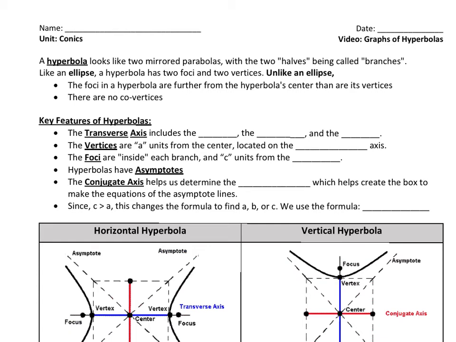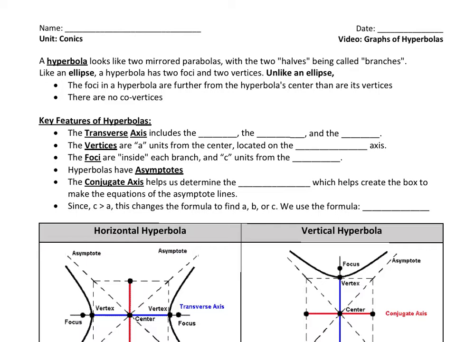Everyone, in today's lesson, we're going to talk about a new figure called a hyperbola. What is it? Well, a hyperbola looks like two mirrored parabolas with the two halves being called branches. Like an ellipse, a hyperbola has two foci and two vertices. Unlike an ellipse, the foci in the hyperbola are further from the hyperbola's center than its vertices, and there are no co-vertices. So, a whole new set of vocabulary words to know.